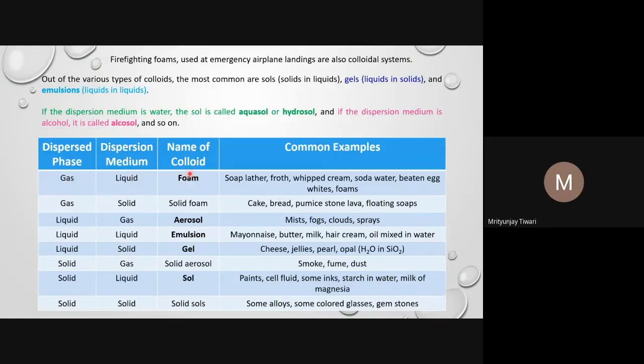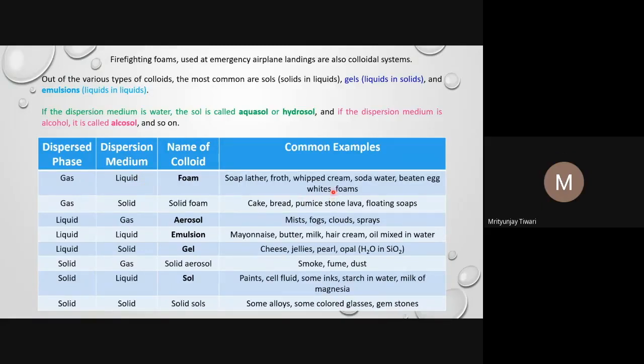This colloid is called foam, and common examples are soap lather, froth, whipped cream, soda water, the cold drinks bottle where you might have seen many small bubbles, and beaten egg whites. These are common examples of foam. And foam is a colloidal system with a gas as the dispersed phase and a liquid as the dispersion medium.